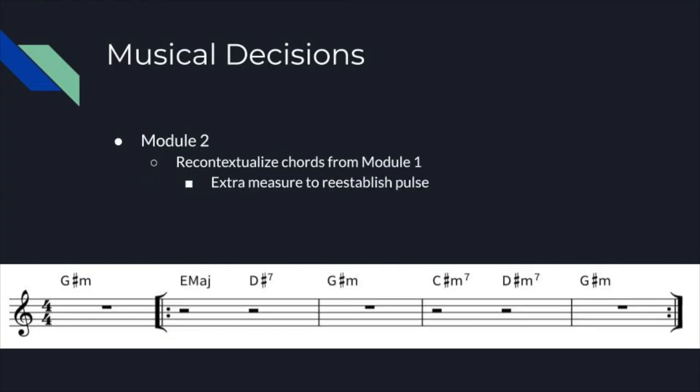Module 2 recontextualizes the chords from Module 1, prepending a measure of G-sharp minor before the module begins to shift the chord progression start. As a result, the module begins with E major to D-sharp 7 and ends on G-sharp minor. While the audience may not explicitly hear this, the familiarity of the chords preserves continuity.